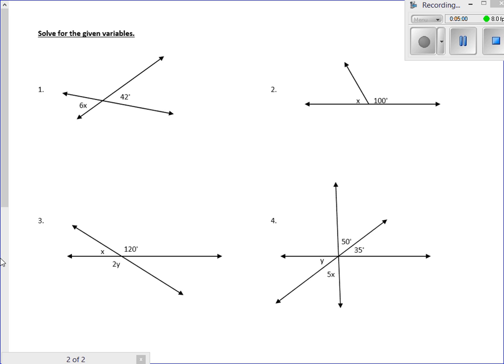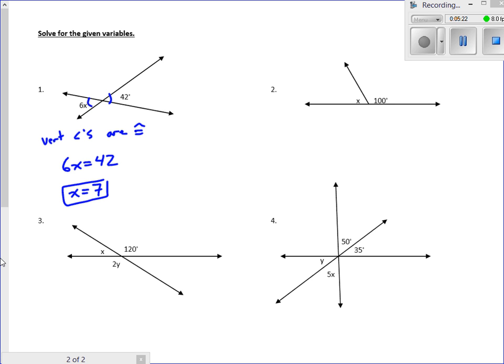So you look at the next page. The 6x and the 42, here's an example of those vertical angles. And we know vertical angles are congruent. So what we can do is set up 6x equal to 42. Take a quick second, divide both sides by 7, and say x equals 7.